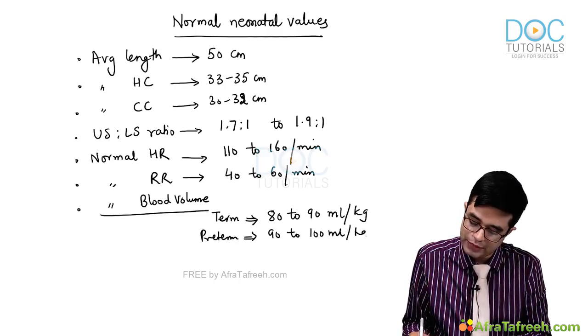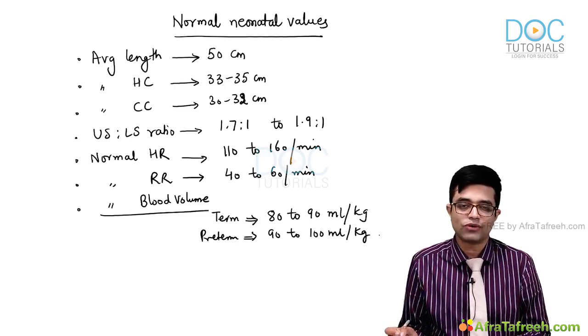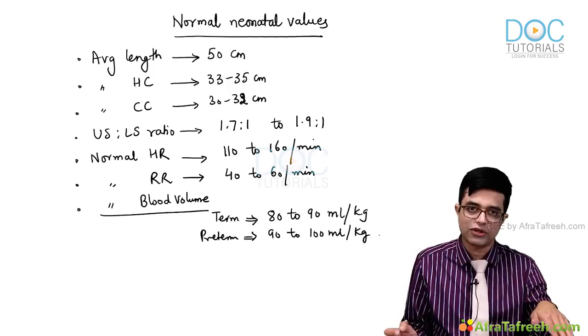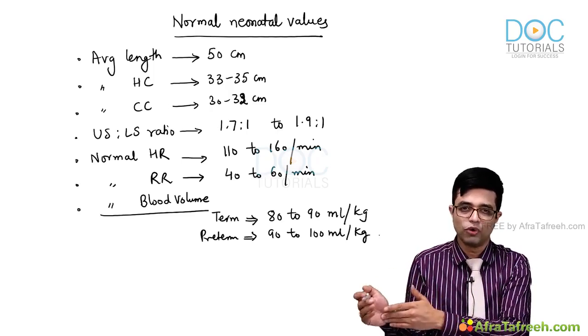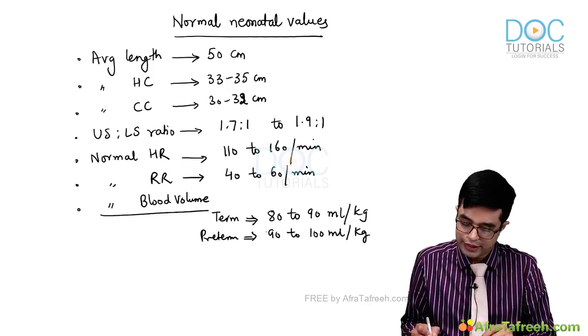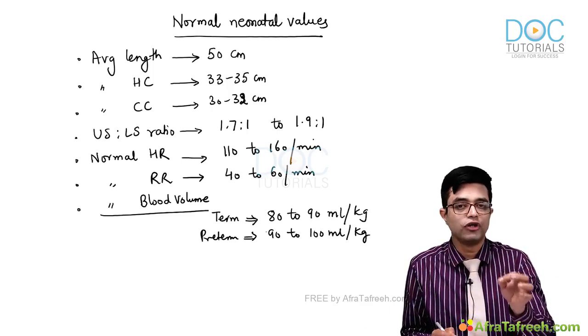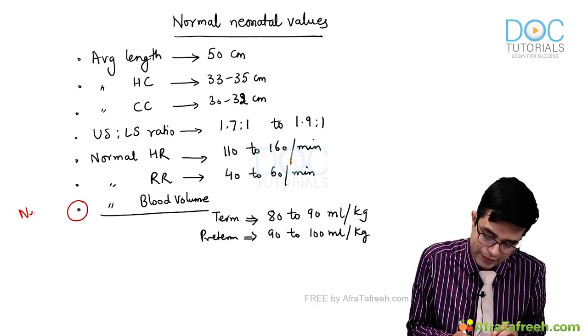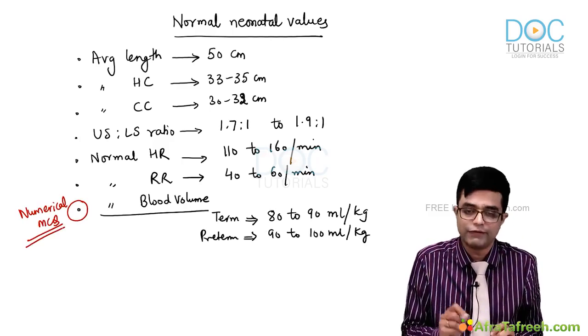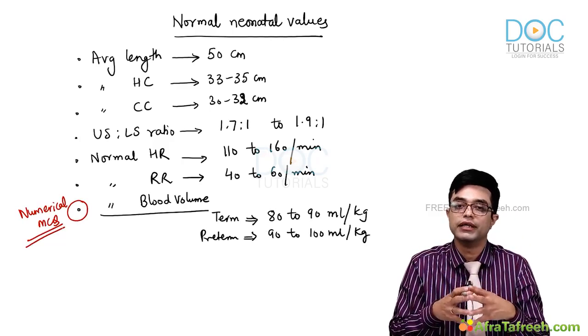Prima facie, it looks like preterm have more blood. But it is only a relative thing because preterm have less weight also, right? So, per body weight, yes, preterm have slightly more blood volume as compared to term babies. Calculation of blood volume in a baby can be asked as a potential numerical MCQ in your exam. So, you must remember this value. What is the value for normal blood volume in a neonate?